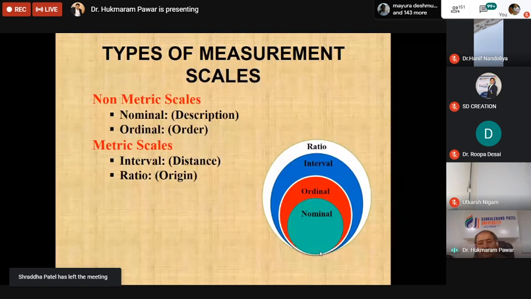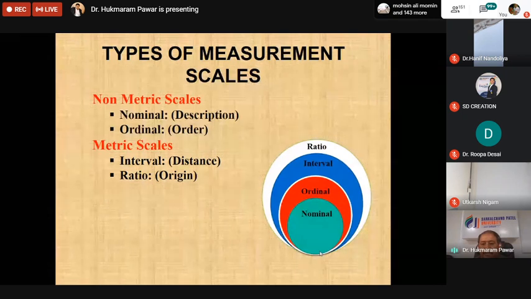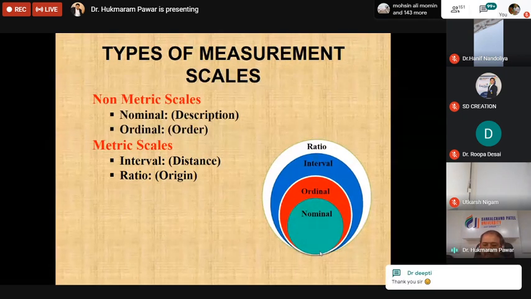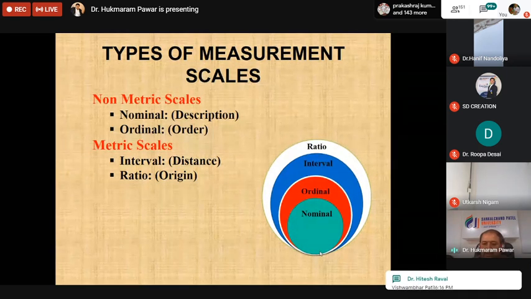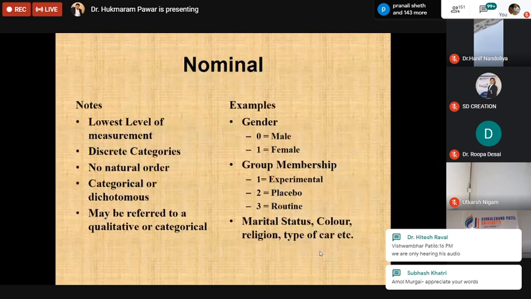If you have ratio data, then you can use all kinds of statistics, and if you have nominal data, then you are restricted to specific types of statistics only. All kinds of statistics or calculations are not possible with nominal data. So let's understand nominal, ordinal, interval, and ratio one by one. The first is nominal.